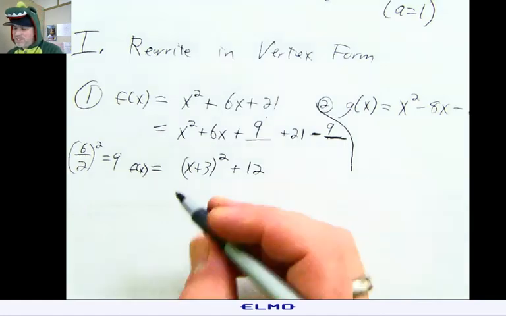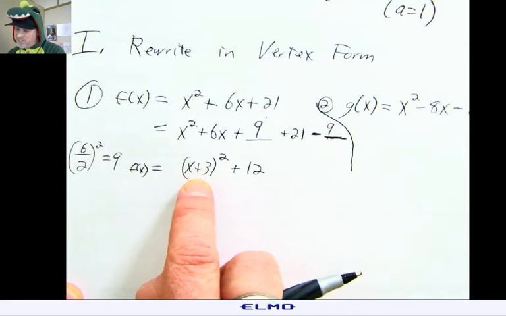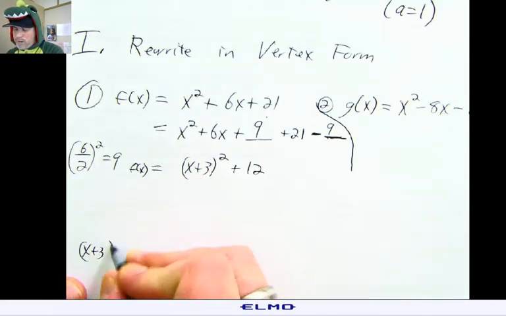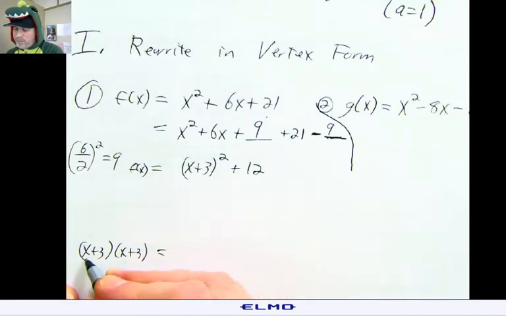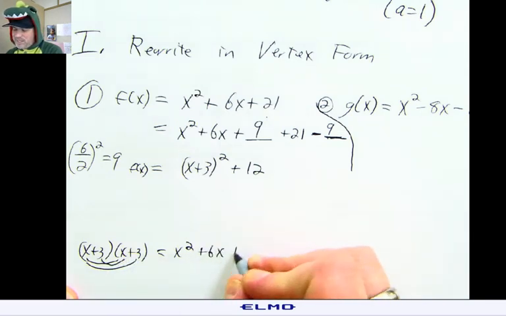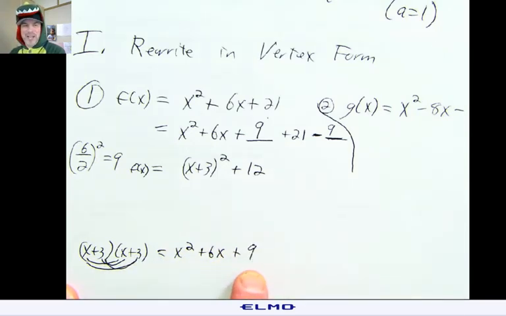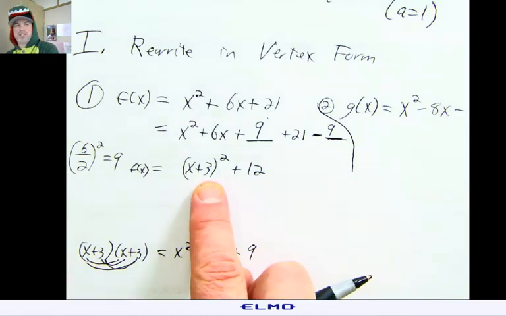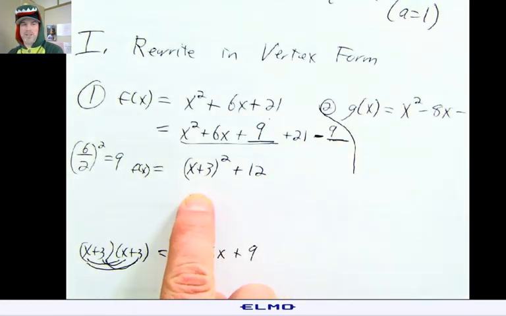One last thing is, some people have a hard time understanding how this became x plus 3 squared. But if we wrote out x plus 3 squared as x plus 3 times x plus 3, and you completely FOIL it, x squared plus 3x plus 3x, so plus 6x, and then 3 times 3 is 9. X squared plus 6x plus 9 is the same thing as x plus 3 times x plus 3, which is the same thing as x plus 3 quantity squared. So this entire thing became x plus 3 squared.